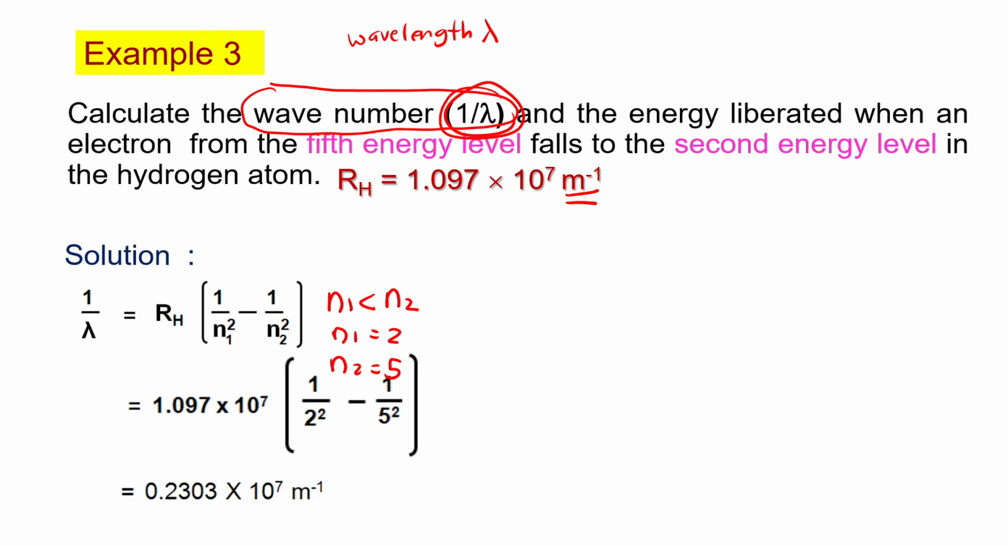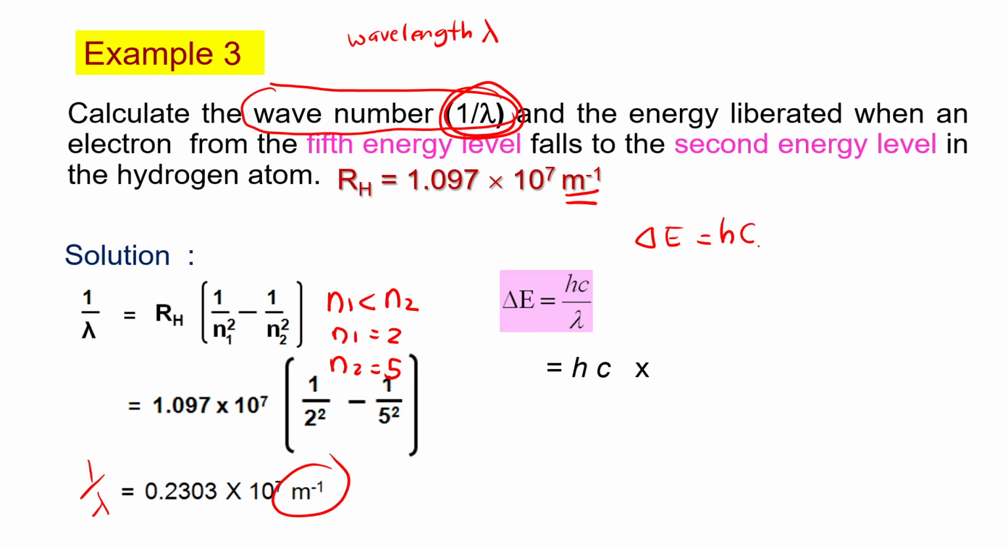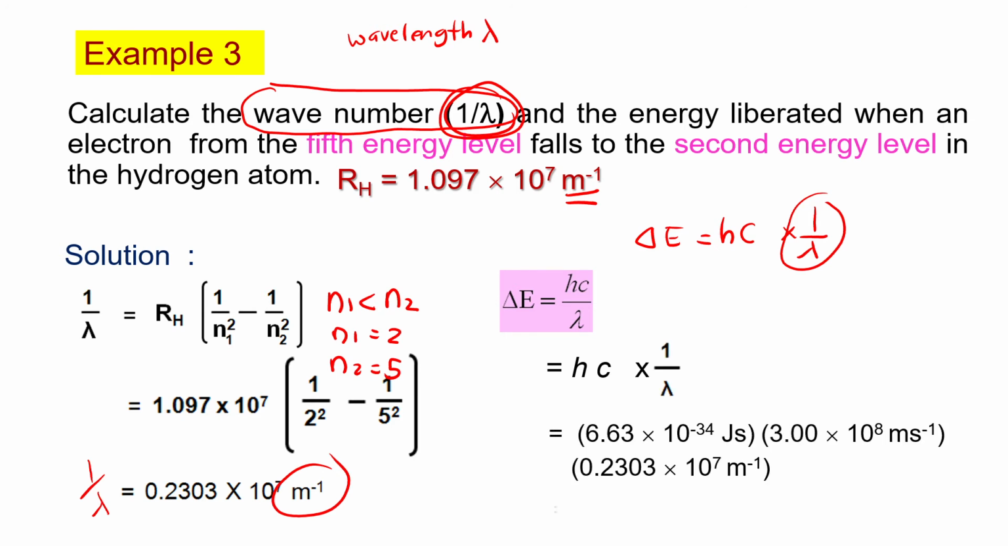So we have 1 over lambda, or wave number, 0.23 exponent 7 per meter. The unit for wave number is per meter, 1 per lambda. If you want lambda, just inverse it. Okay, energy. Actually this is delta E equal to hc per lambda. Per lambda means times 1 over lambda, so it becomes hc over lambda. We already have 1 over lambda, just multiply with the speed of light and also the Planck constant. Finally we have the answer in joule.